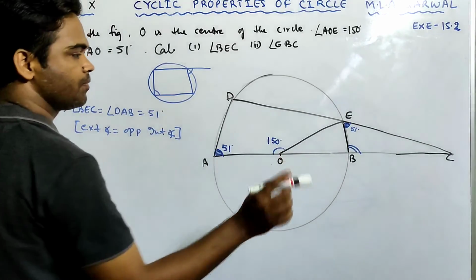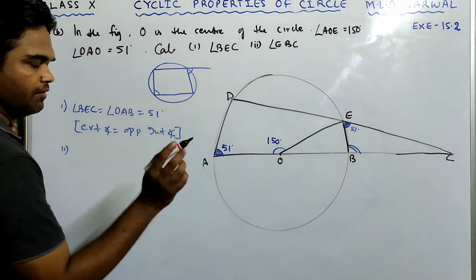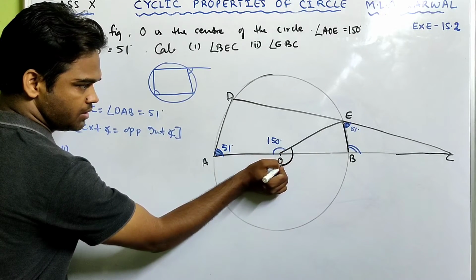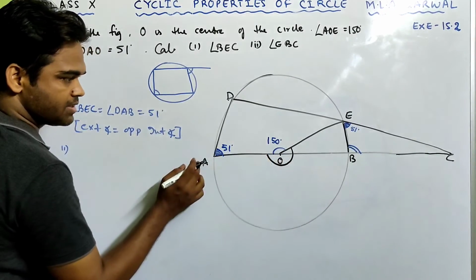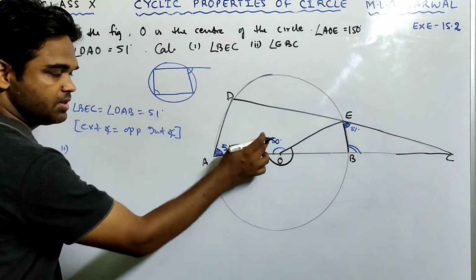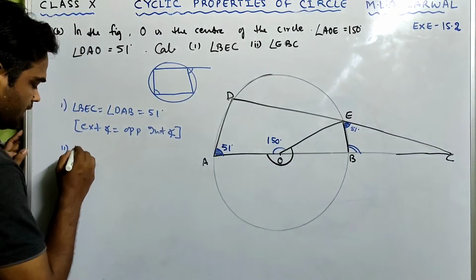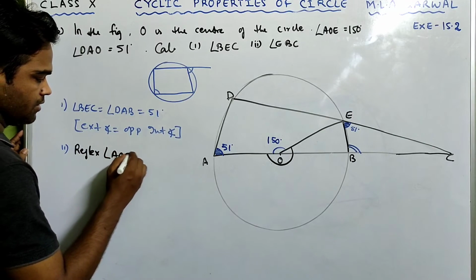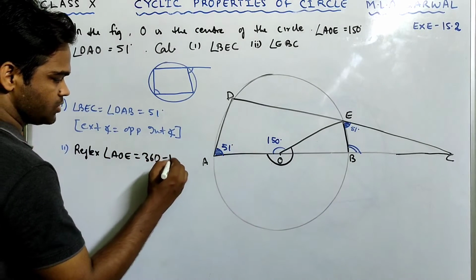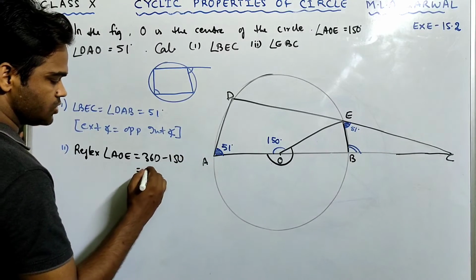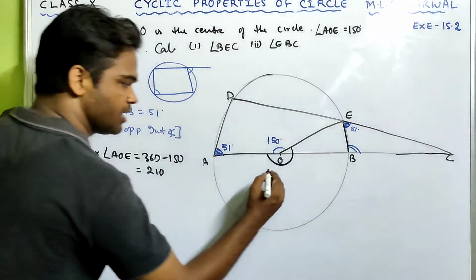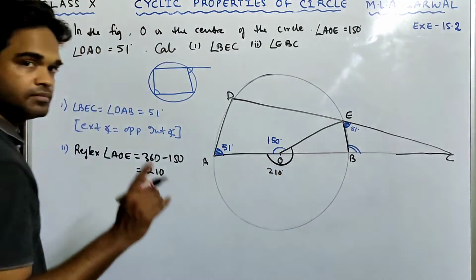Angle EBC. Now look carefully. First of all, if this is 150, then reflex AOE will be 360 minus 150. Angle at a point, reflex AOE will be 360 minus 150, that is 210. Angle at a point, so this comes out as 210.